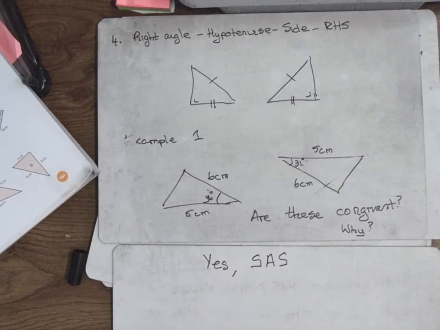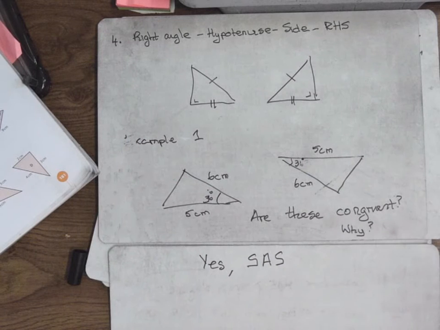Are we okay? So the question is, are these congruent? And the answer is yes, they are. They're exactly the same. Why? SAS. Side, angle, side. Done. Okay, example 2.